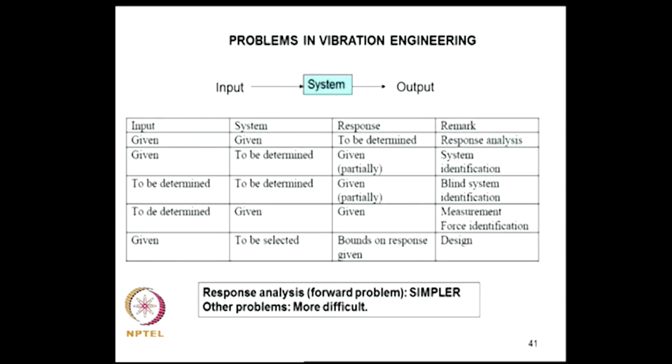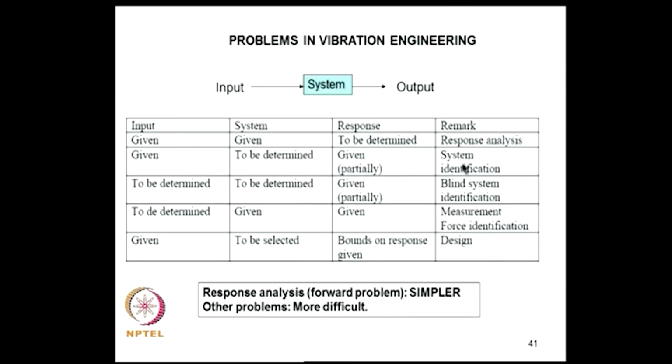So within this framework we can classify problems in vibration engineering into several categories. For example, if the input is given and the system is given, and the response has to be determined, this is a problem in response analysis. This is a forward problem. On the other hand, if I know the input and I know the output, maybe partially, and our task is to determine the system, that means we have to determine the mathematical model parameters of the system, then this problem is known as system identification.